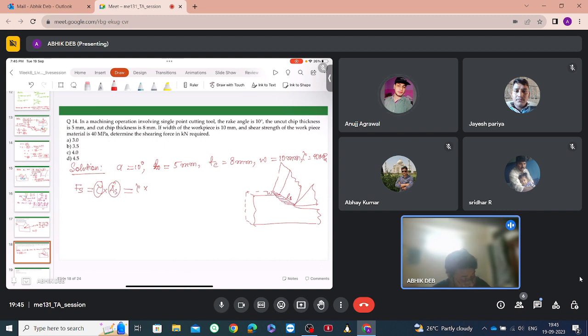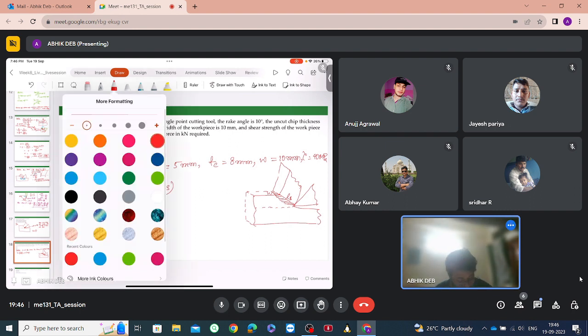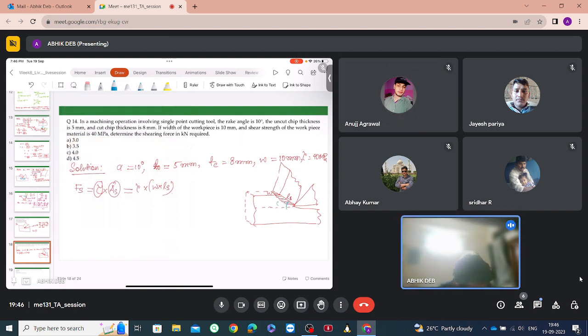Yes, we will need to calculate phi. But why phi? We have to arrive at that first, right? So what is the shear area? This is the shear area, right? Shear area is the width multiplied by the length of the shear plane. Am I correct? Yes, sir. And this angle is phi.